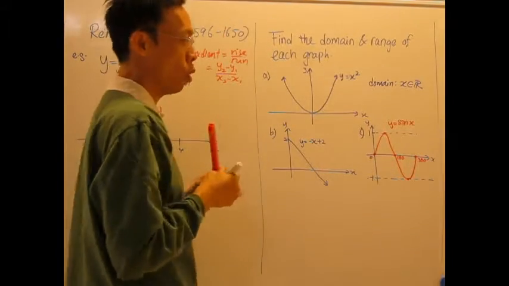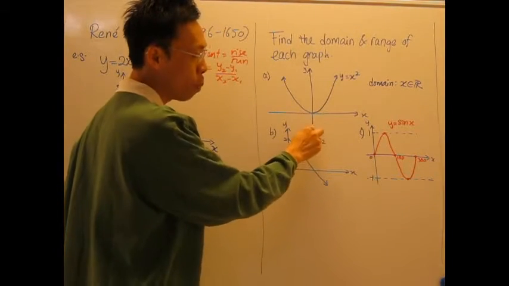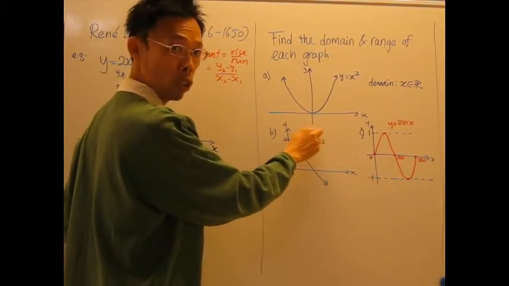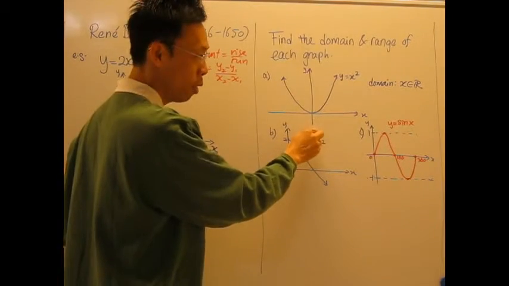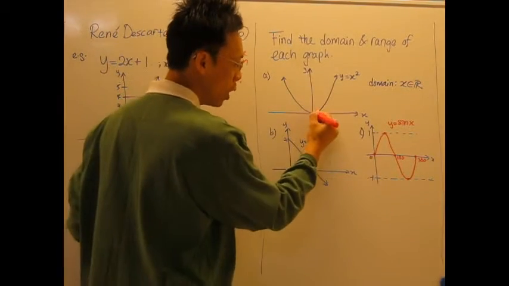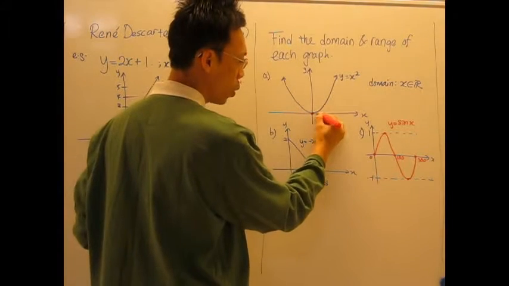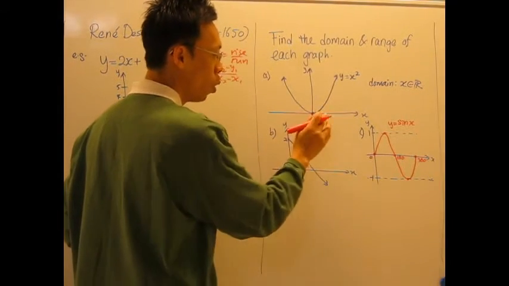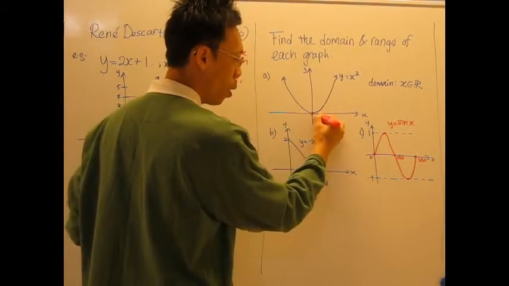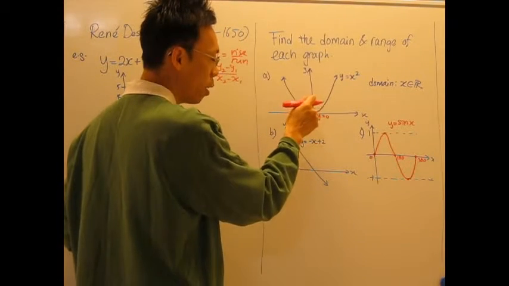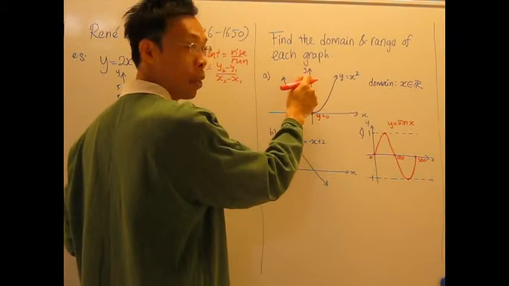How about the range? Well, if you start right at the bottom here, you're not going to see the function. The function doesn't exist. The first time you see the function is here. This is x equals 0. Oh, sorry, y equals 0. We're talking about range, y equals 0. And as you go up, you always see the function.